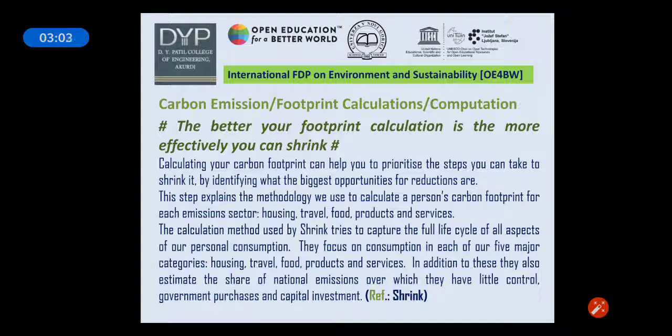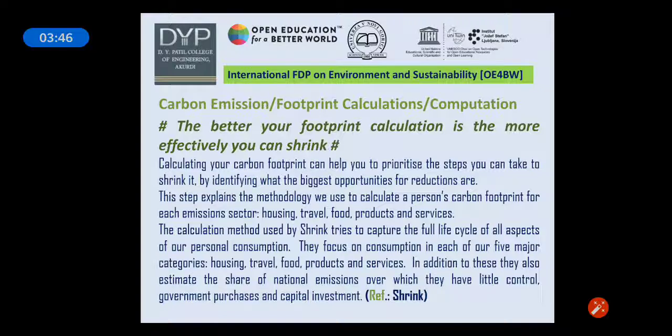Now we will see how the carbon emission or footprint is calculated. I have taken one case study from Shrink, which is an online carbon footprint calculator, and their tagline is: the better your footprint calculation is, the more effectively you can shrink. Calculating your carbon footprint can help you prioritize the steps you can take to shrink it, by identifying the biggest opportunities for reduction. This step explains the methodology used to calculate a person's carbon footprint for each emission sector like housing, travel, food, products and services.